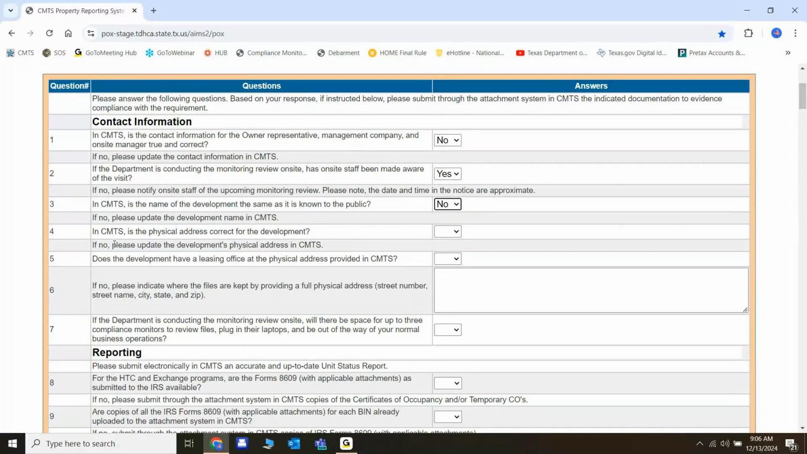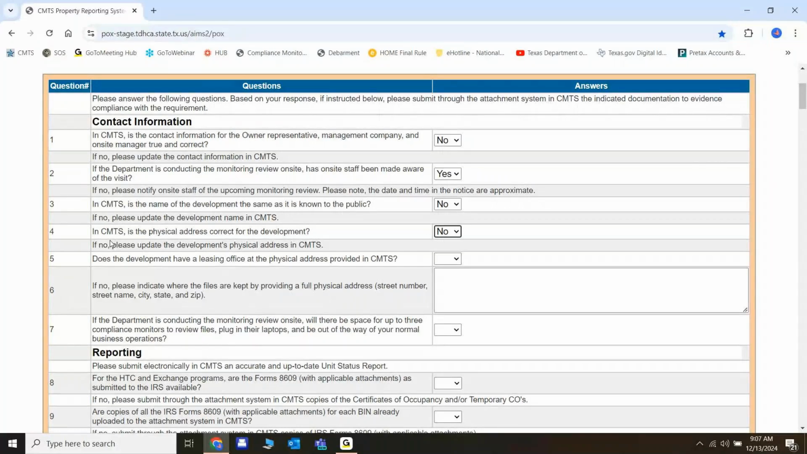Next, we need to make sure that your physical address that is in CMTS is the same as your physical address at the development, because again, that's how we're getting to you. We are using that address in CMTS, plugging it into our GPS and driving to your development. So if it is the same, great. But if it's not, please go into CMTS and update your physical address so that we are using the same thing.